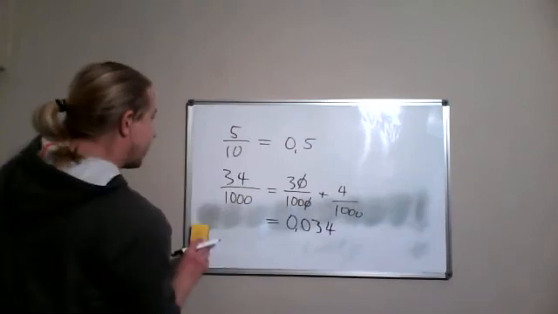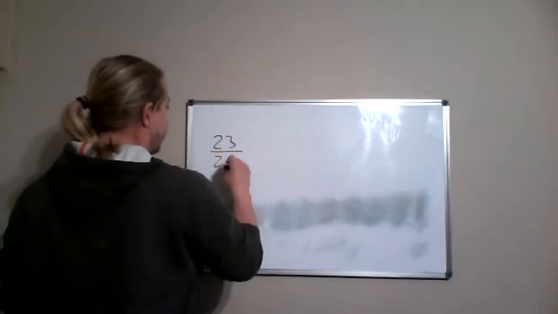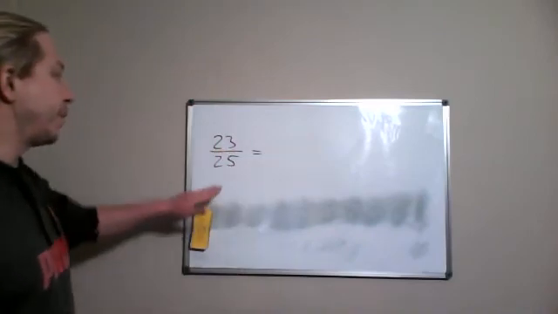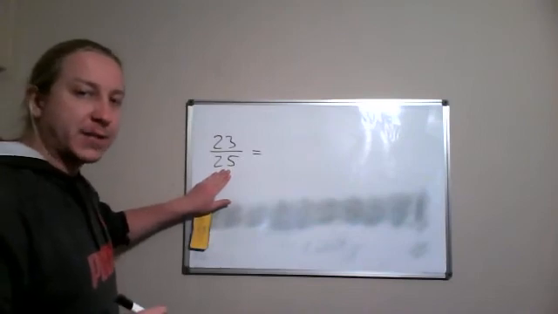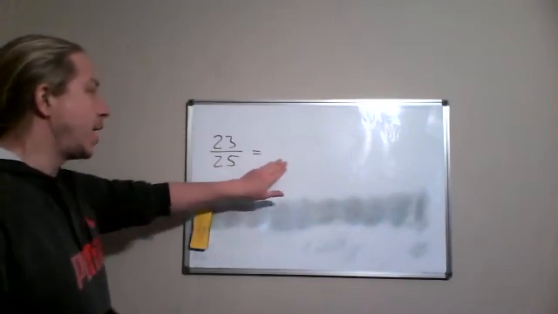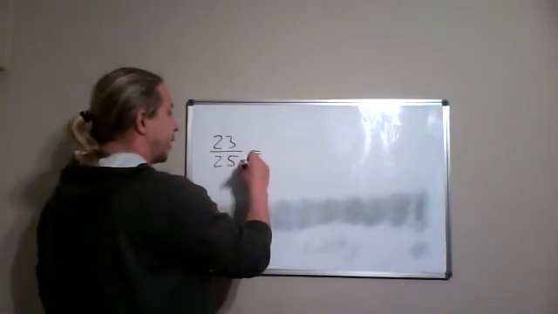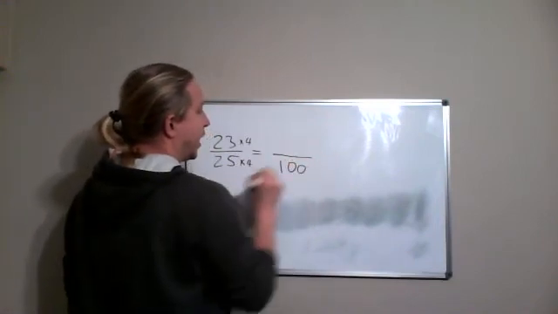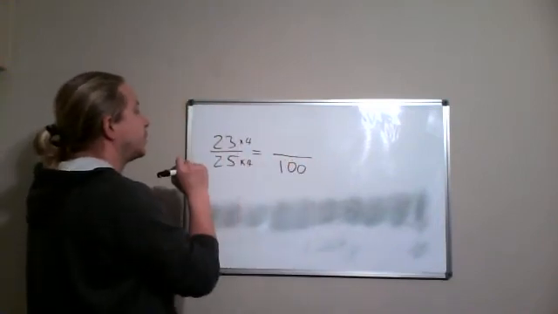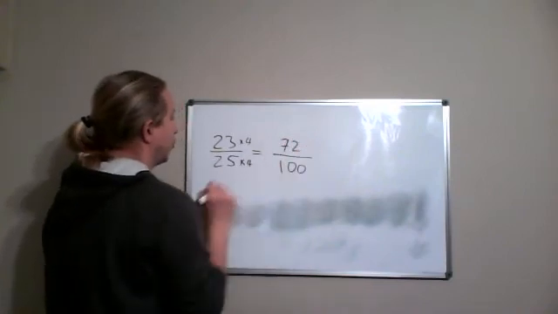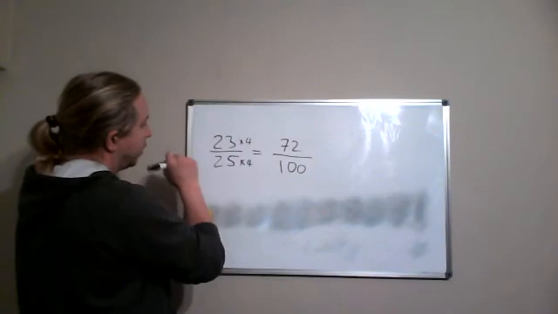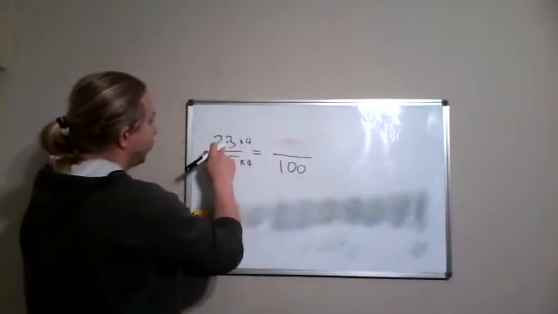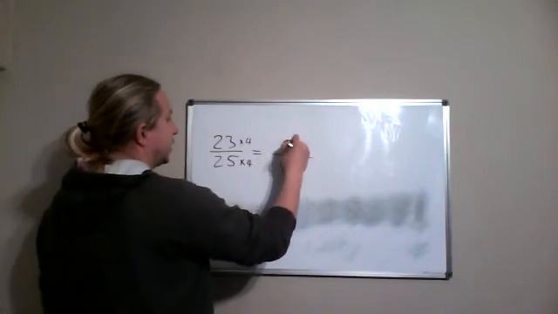Right, let's continue. Then the next one, we have 23 over 25, which equals 2. Okay, remember the trick is to turn this into a power of 10. So how do we turn a 25 into 100? We times by 4. So we times by 4 here, times by 4 there. 25 times 4 gives us a denominator of 100, which is what we want. 23 times 4 gives us, 4 times 2 is 80, 4 times 3 is 12, so this is 92.